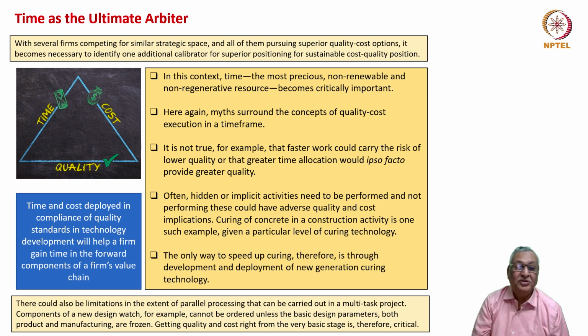Many hidden or implicit activities need to be performed, and not performing these could have adverse quality and cost implications. That will include checking of the input materials, sampling of the product while it is getting made, and final 100% checking where it is required. These are all hidden or implicit activities, and all of these things must be listed down and budgeted so that the true time, cost, quality equation is understood.